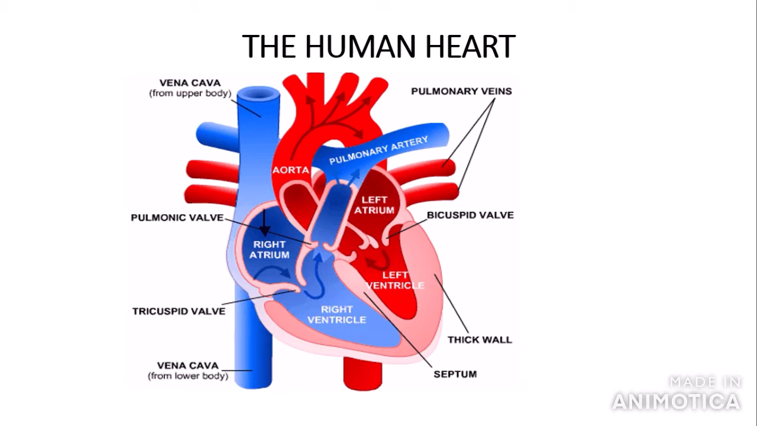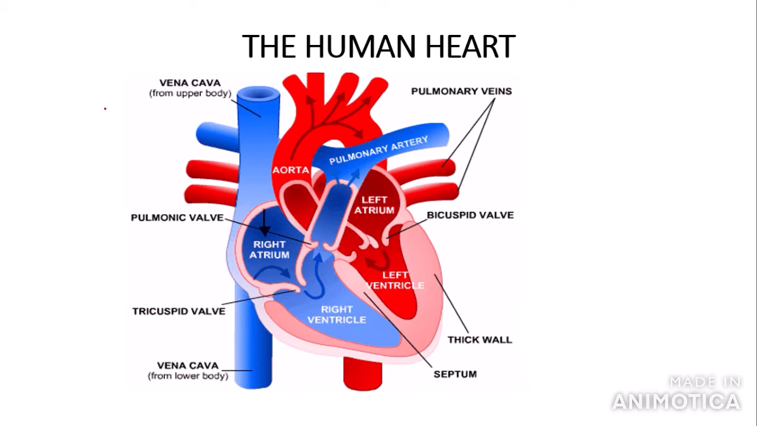Now we're going to look a bit more at the structure of the human heart. Here we have the vena cava from the upper body, and the other vena cava from the lower body. So deoxygenated blood from various organs enters the right atrium from the vena cava.